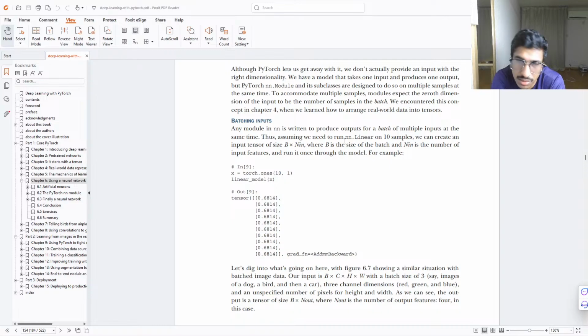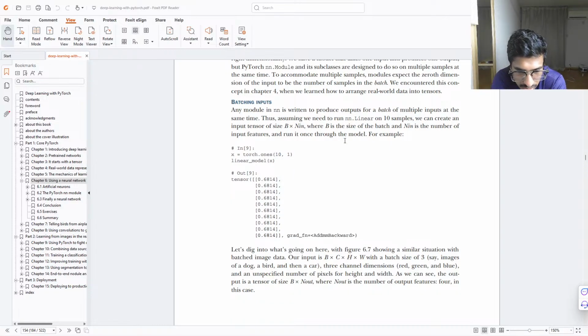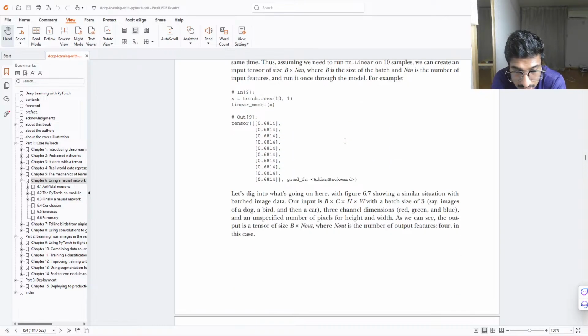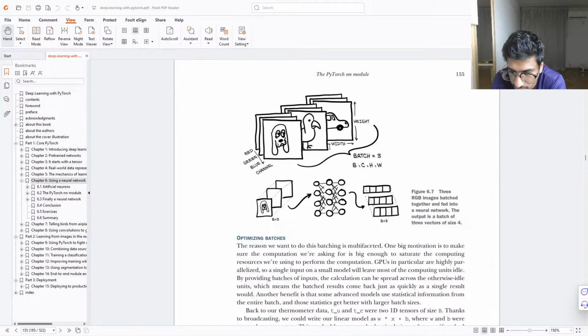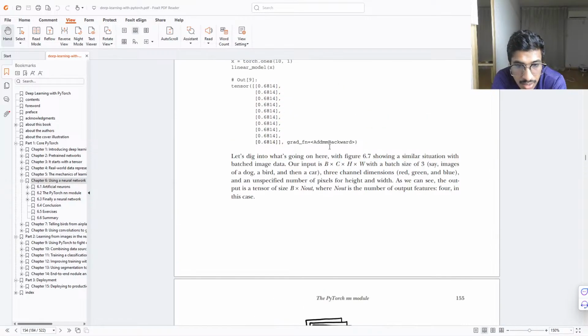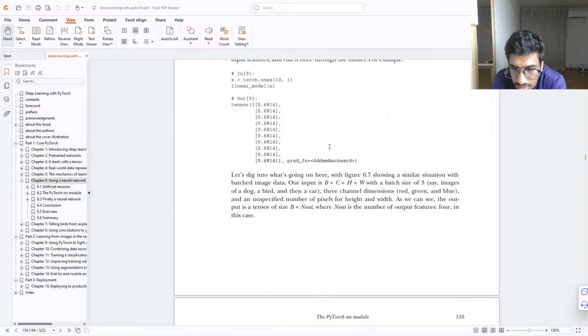This is two-dimensional data. Let's dig into what's going on here with figure 6.7: 3 RGB pictures put together and fed into the neural network. The output is a batch of 3 vectors of size 4. Figure 6.7 shows a similar situation with batch image data.